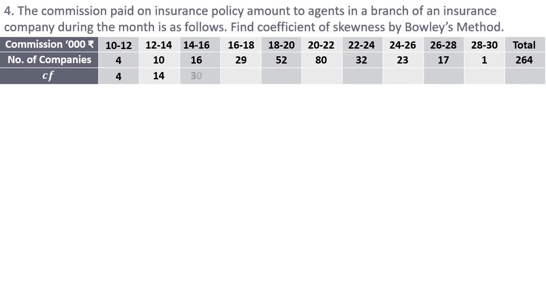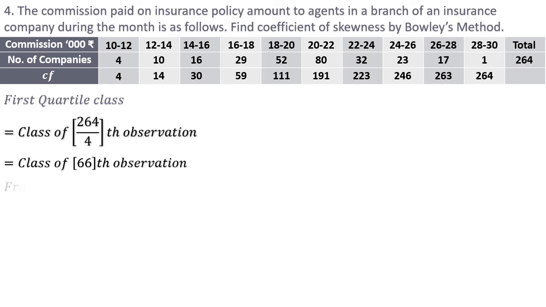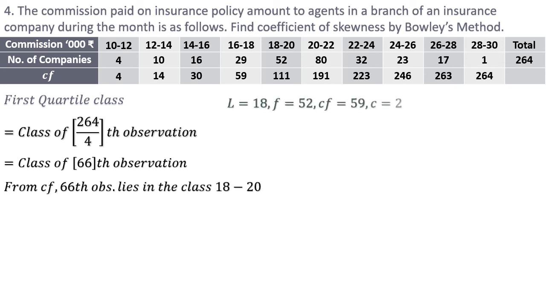So the CF here will be 4, 14, 30, 59, 111, 191, 223, 246, 263, and 264. Let's start with the first quartile class, which would be the class of the 264 upon 4th observation. Naturally, the answer here is going to be the 66th observation. From the CF, you can see that the 66th observation falls in the CF 111. The class is 18 to 20. Now, the lower limit of the class is 18. The frequency is 52. The CF before the class is 59, and the class length is 2.